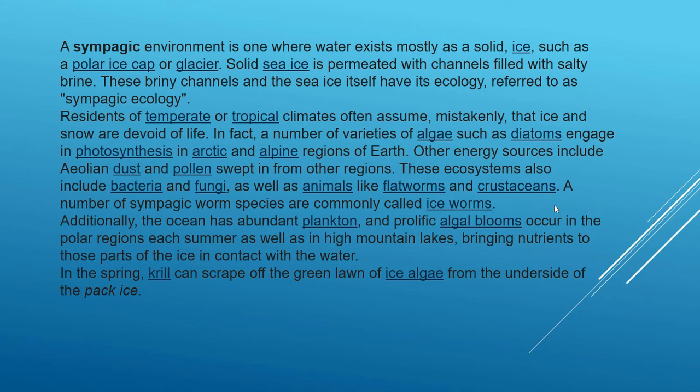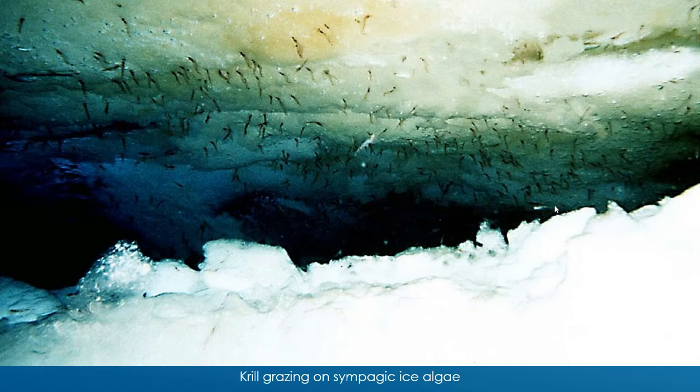In the spring, krill, which are crustaceans, like shrimp-like critters, can scrape off the green lawn of ice algae from the underside of the pack ice. There's a photo of krill grazing on symphysic ice algae. And you can see the green here, so they're just sitting there having dinner.